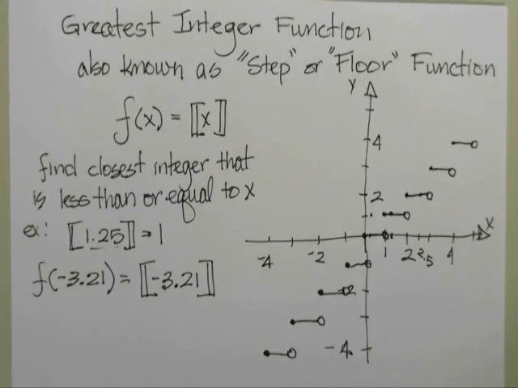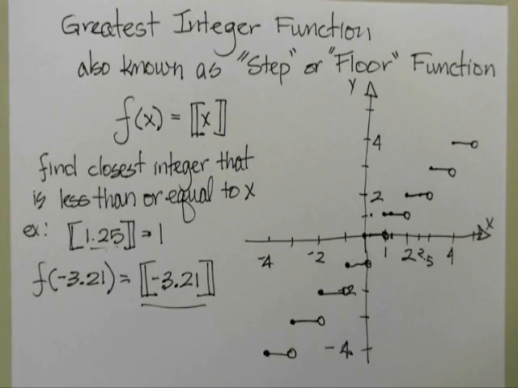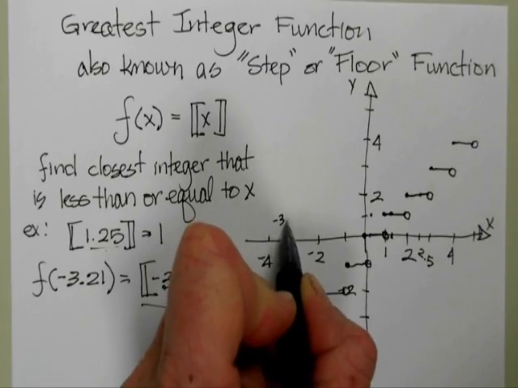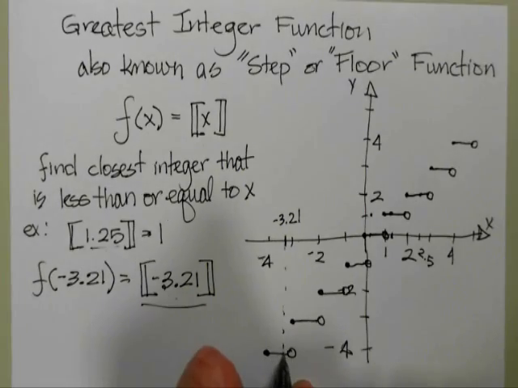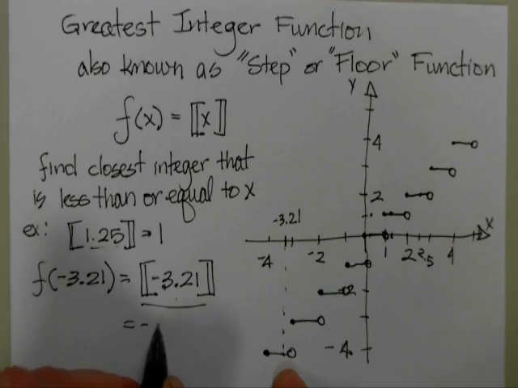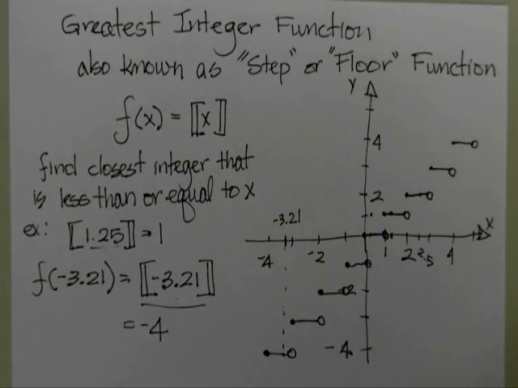So now let's see if we can use this graph to help us answer the greatest integer of negative 3.21. Remember, it has to be smaller than or equal to this value. So negative 3.21 is about here. So I go down to the graph, and it turns out that the answer is negative 4. Because negative 4 is smaller than negative 3.21.